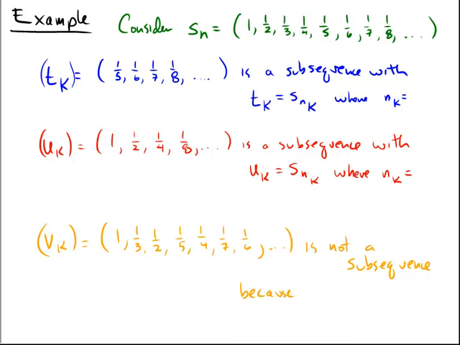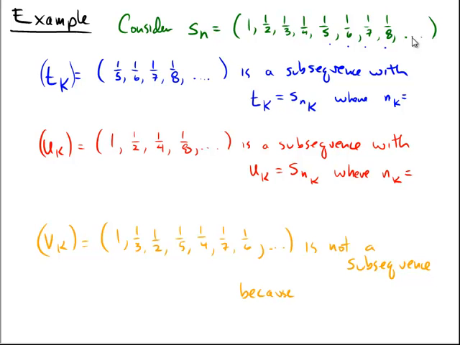Okay, let's look at an example real quickly here. Consider this big long sequence of 1, 1/2, 1/3, 1/4. So in general 1 over n, for n being from the natural numbers. Notice that we can look at t sub k, which is a sequence defined as 1/5, 1/6, 1/7, 1/8, etc. And notice how that's picking this term and this term and this term and this term and so on and so forth.